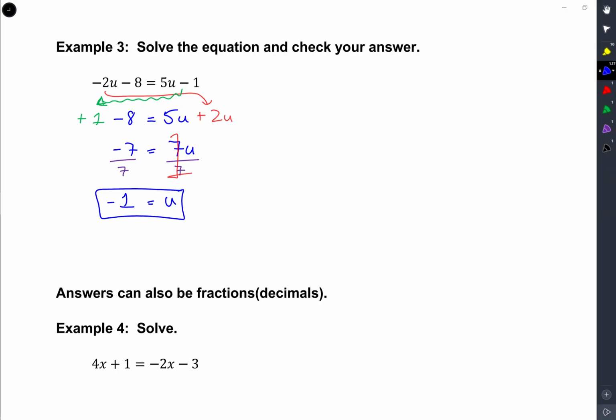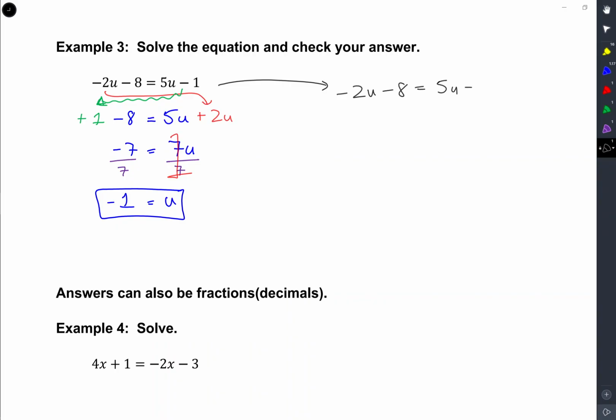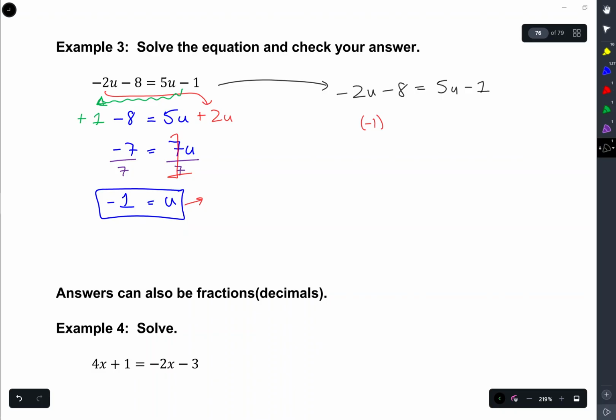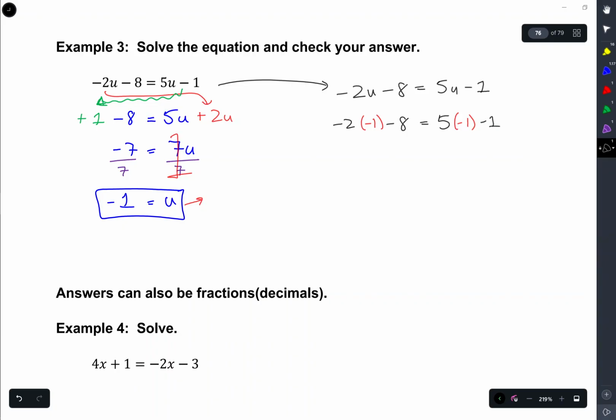But let's be sure. So we'll take the original equation again. Let's just jot out that equation. Negative 2 times u minus 8 equals 5 times u minus 1. And wherever we see our u's, we're going to sub in our solution of minus 1. So there's a u, minus 1. But we need to keep the negative 2 times negative 1. Carry down the negative 8. Then we have our equals, we have our 5. There's another u again. So we're going to sub in negative 1. And then we're going to carry down this minus 1 again.